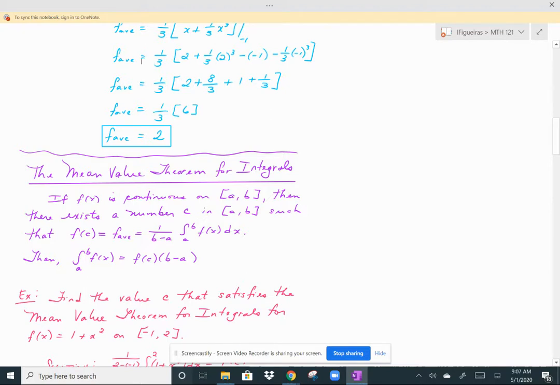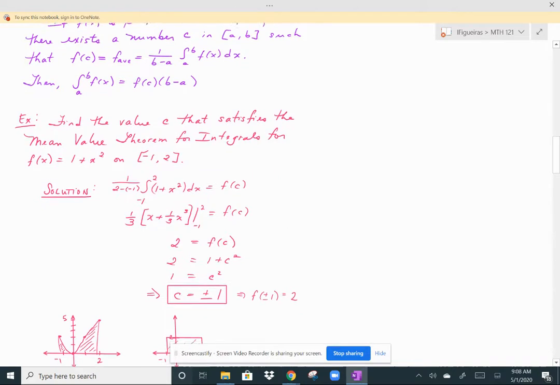And you can set up an equation that looks like this, that your integral, which remember represents the area under the curve of f of x, is equal to f of c times b minus a, which is an area in and of itself. So we'll look at that with an actual example in the next problem.